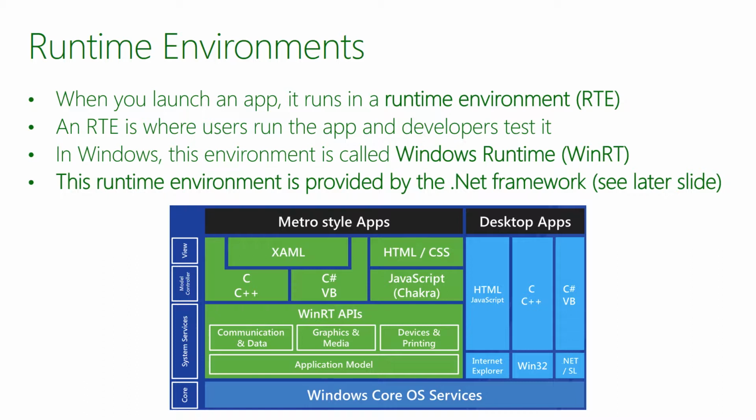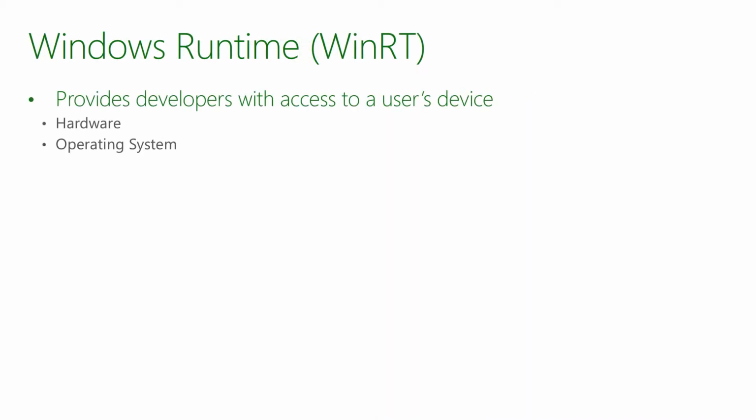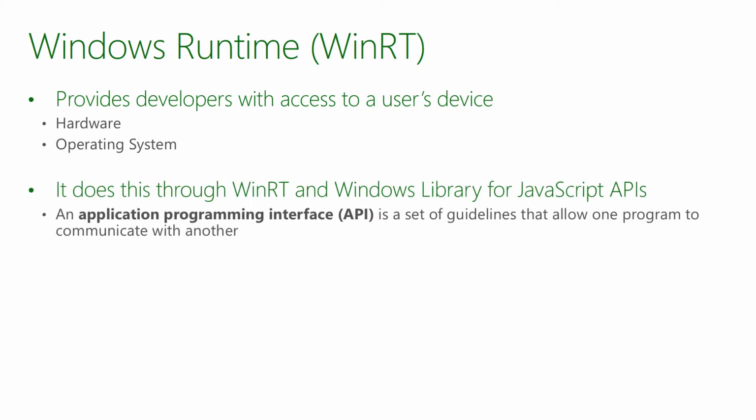You can see some of the WinRT APIs that have access to communications and data, graphics and media devices, and printing and so on a device. Windows Runtime, WinRT, provides developers with access to a user's device, whether it be the hardware on there or the operating system itself. It does that through WinRT and the Windows library for JavaScript APIs. An API, as you probably know, is just an application programming interface, which is a set of guidelines that allows one program to communicate with another.